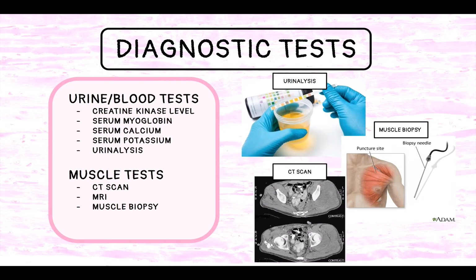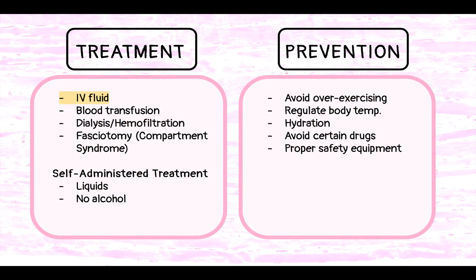Tests for rhabdomyolysis are administered via blood sample or urine sample. These include tests such as measuring the creatine kinase levels through both blood and urine, testing myoglobin level in the blood, and performing a urinalysis test. If a physician wants to pinpoint the cause of the rhabdomyolysis, they can order a CT scan or an MRI scan, or perform a muscle biopsy. IV fluids are always given to patients as treatment.